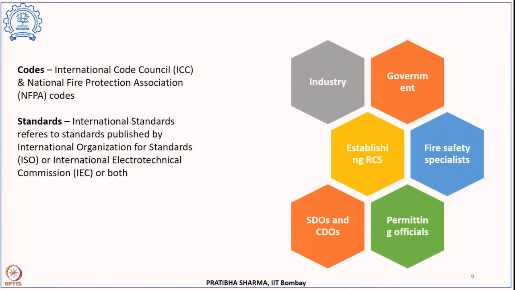Now, what are the governing bodies which make these codes and standards? For codes, the International Code Council comes up with the different codes. For hydrogen and fuel cell, the National Fire Protection Association, NFPA, develops these codes. For the different standards, in order to have uniform standards, there are committees. Certain standards are national, depending upon the countries, but some of the standards are globally accepted. So the international standards refer to standards published by the International Organization for Standardization, ISO, or the International Electrotechnical Commission, IEC, or by both. Now, these committees comprise members from industry, government, and fire safety specialists.